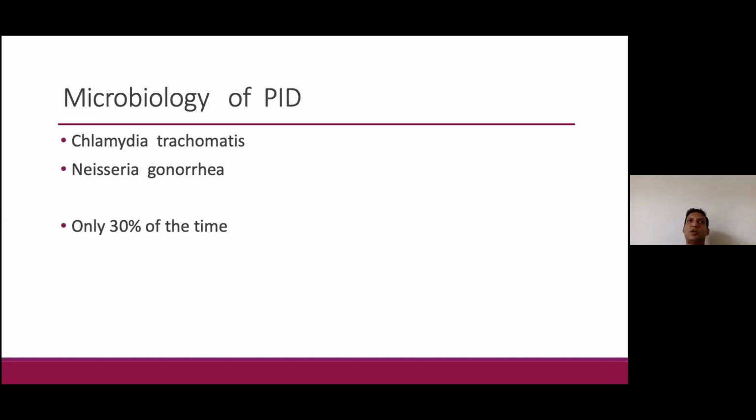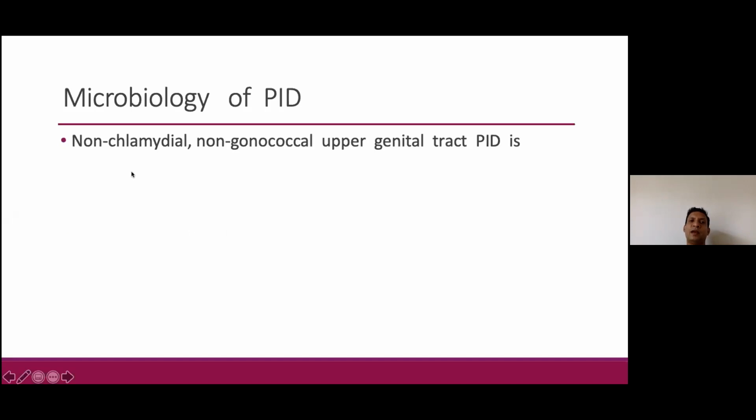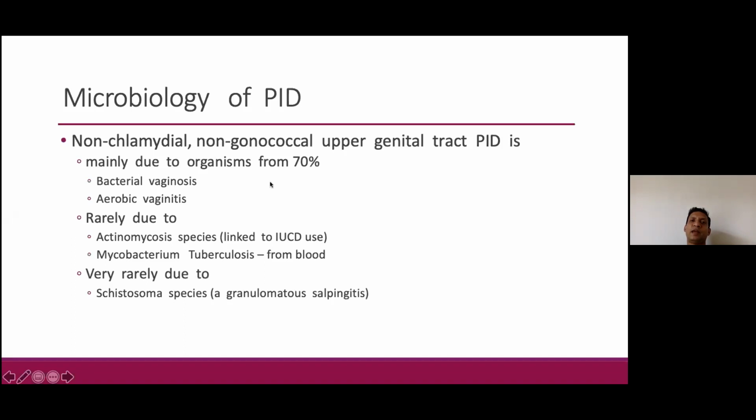And this is not gonorrhea or chlamydia which has caused her to get the disease, right? And cause PID and the long-term sequelae of tubal damage and tubal ectopic pregnancies, right? But it's only 30% of the time, right? So non-chlamydial, non-gonorrheal upper genital tract infection is about 70%. So bacterial vaginosis, that's why we treat it. Aerobic vaginitis, right? And especially with IUCD use, there is actinomycosis, which is a fungi, right?